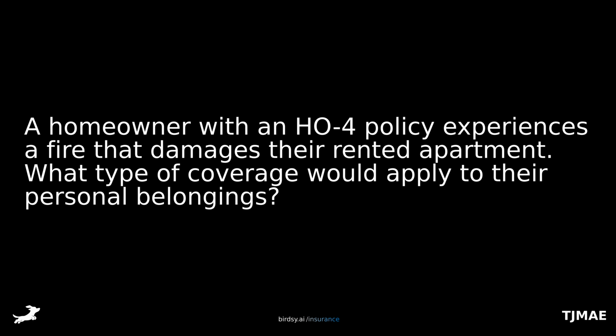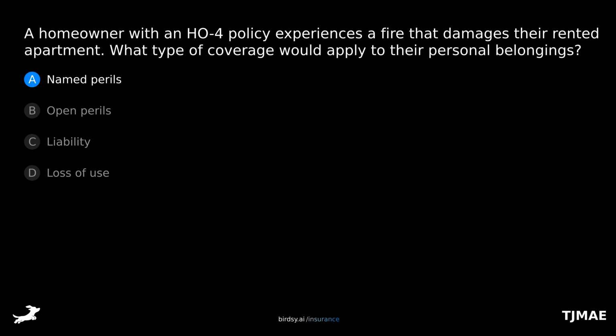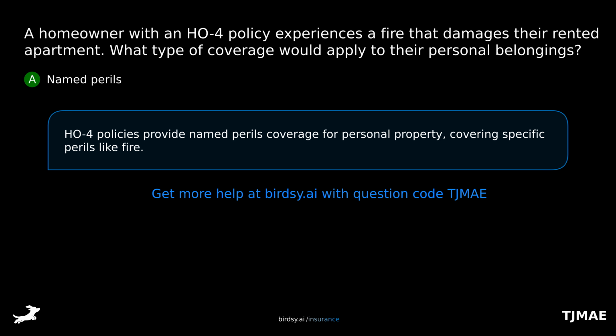A homeowner with an HO4 policy experiences a fire that damages their rented apartment. What type of coverage would apply to their personal belongings? Is it A, named perils, B, open perils, C, liability, or D, loss of use? The answer is A, named perils. HO4 policies provide named perils coverage for personal property, covering specific perils like fire.